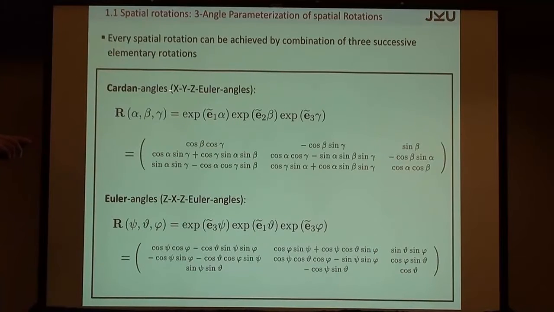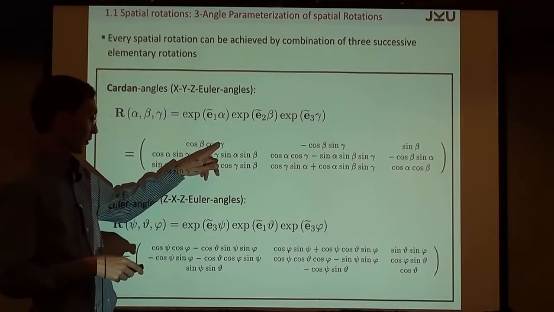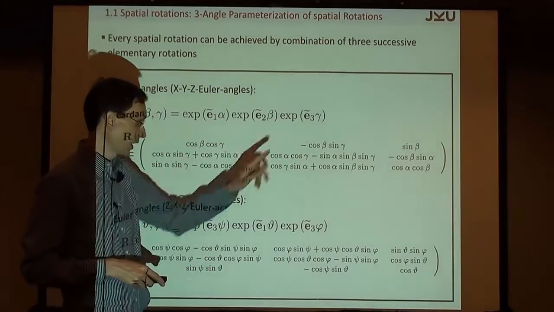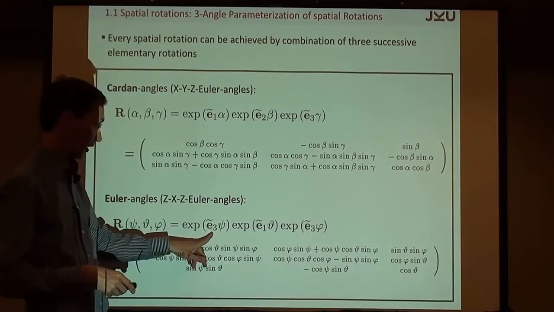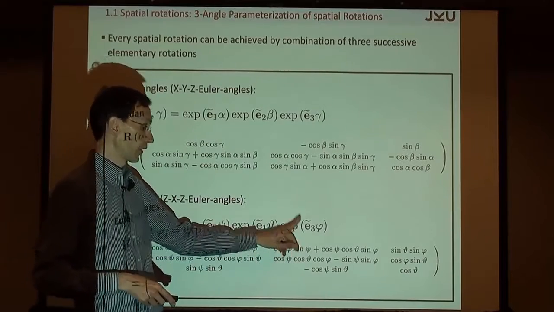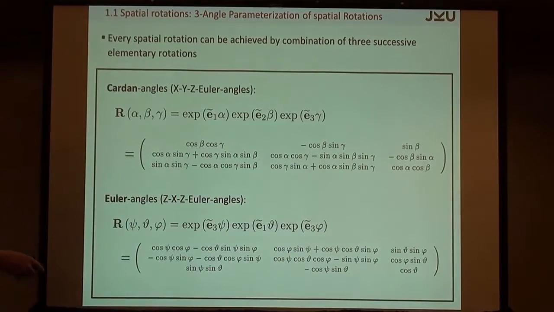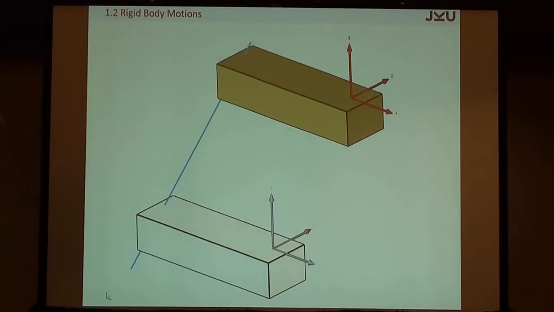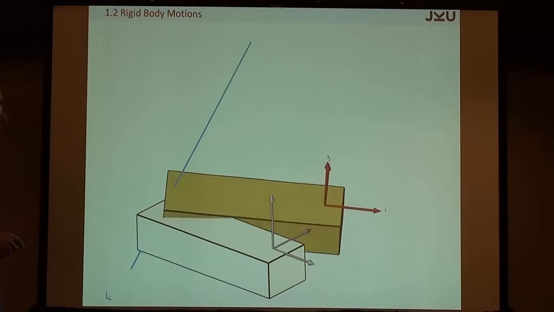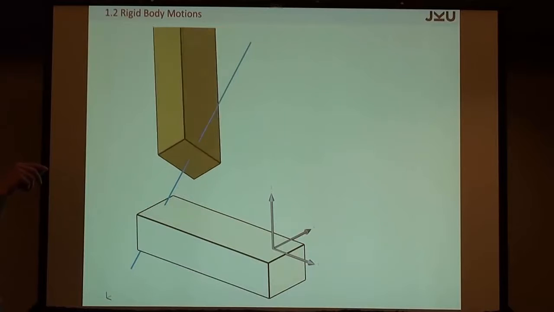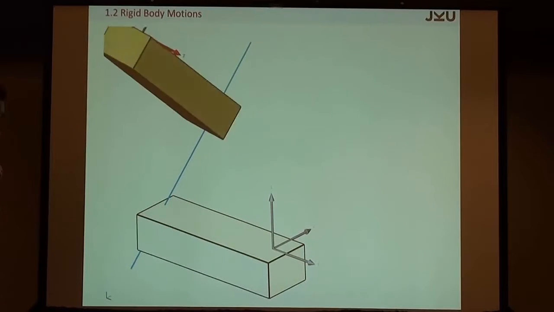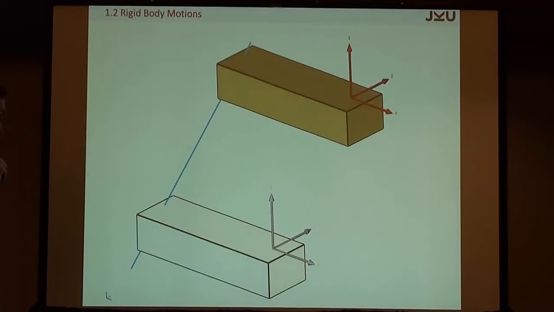Either you use these Euler angles or the Cardan angles. It's just a matter of whether you rotate about the 1, 2, and 3 axes, the X, Y, Z, or about the 3, 1, and 3 axes, and you can have any kind of combination. Then you get these rotation matrices. So what we've done is, of course, describing the rotation of that body. What about the translation here?